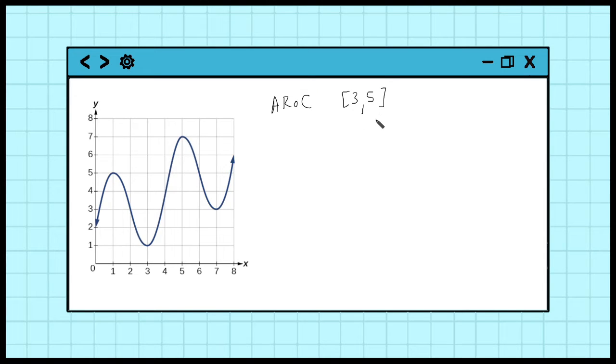Depending on your problem, it might ask us a couple of different ways. It might just give you an interval or it may give you 2 points. Either way, you're going to solve it the same way.